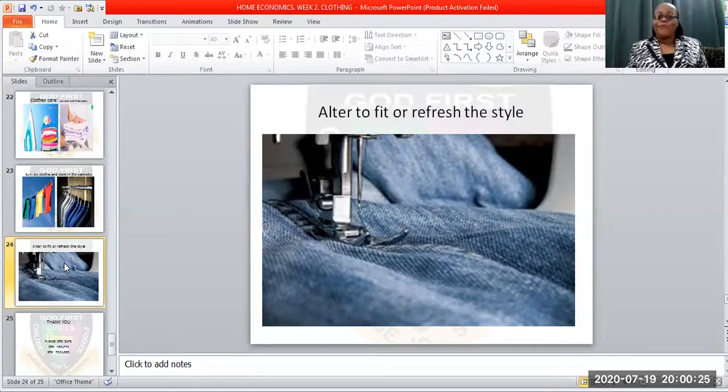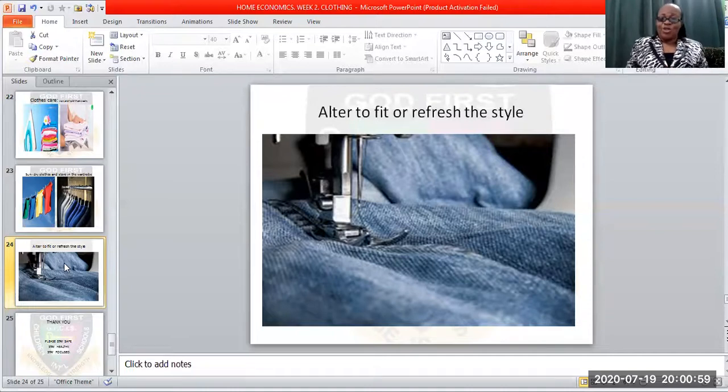Beautiful. You can refresh the style. Yes, mommy can decide to put some, what is it called, some lace. Yes, and peg it with some fine, beautiful accessories. She may decide to buy more accessories and tag them to the clothes and make it look so nice and so beautiful. Yes, she can refresh the clothes. She can do wonderful things with the clothes.